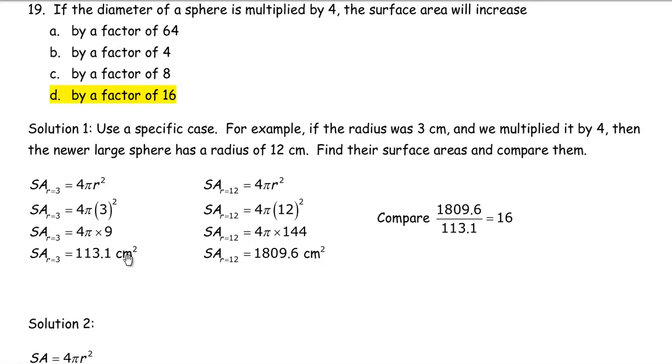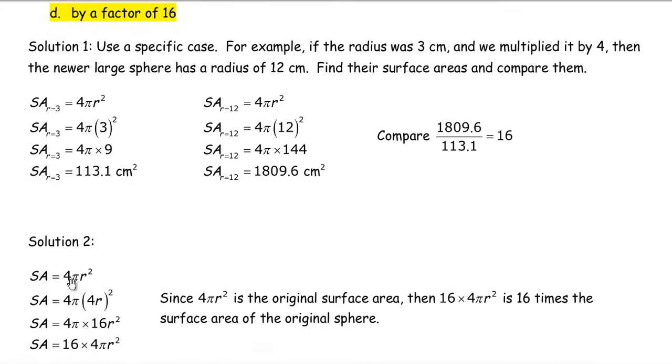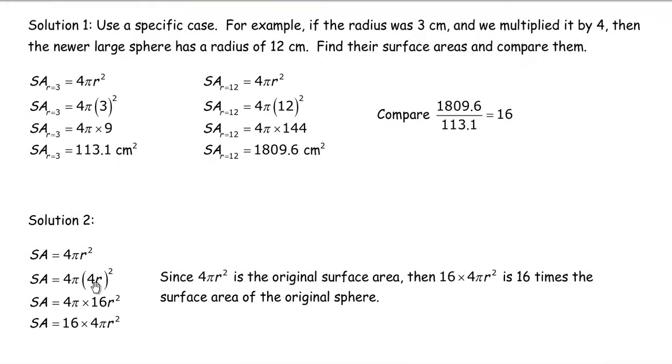Now, so that's one way to solve it. Use a specific example. Another way is to just look at the surface area formula. And so here's our surface area formula, just up here, 4 pi r squared. But instead of using a specific example, I'm going to call r the original one. And I'm going to call the bigger one, it's got a radius of 4 times the value of r. So I've changed the r into 4r. If I multiply r by 4, it will be called 4r.